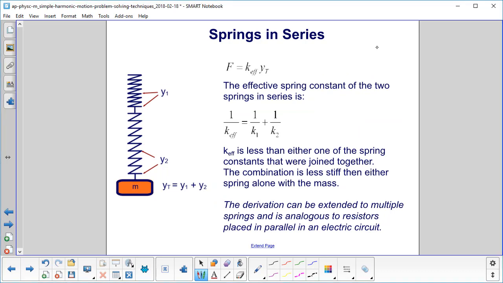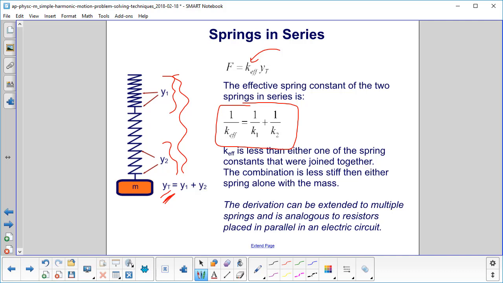Now let's put two springs in series, and we want to find the effective spring constant there, where we replace both of those springs with just one. Now what's going to happen here is 1 over k effective is equal to 1 over k1 plus 1 over k2. And that's because our total distance here is going to equal both distances that are stretched. You can go back to the simple harmonic presentation and see exactly how we did the math. Here we're just presenting the results.